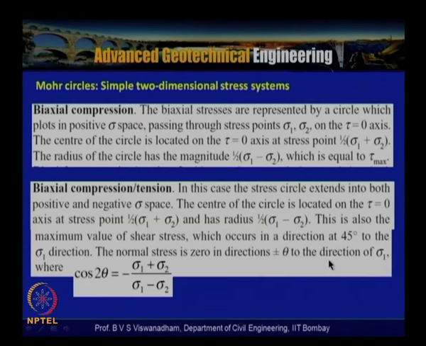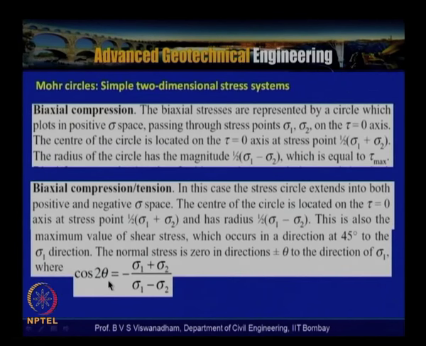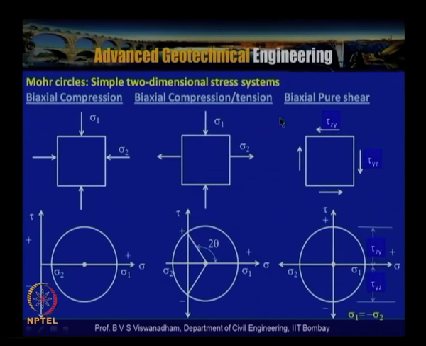So the biaxial compression, these biaxial stresses are represented by a circle which plots in positive sigma space and passes through stress points sigma 1 and sigma 2 on the tau 0 axis. That is, these are the points which are acting on the tau equal to 0 axis, called the tau 0 axis, where this meets the sigma axis, that is called sigma 1 here, and where the circle intercepts this point is sigma 2.